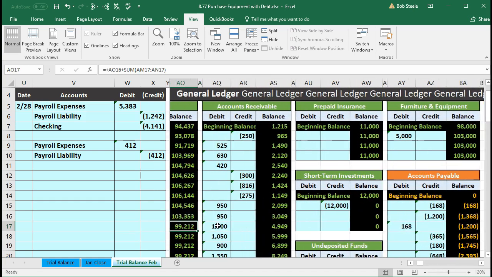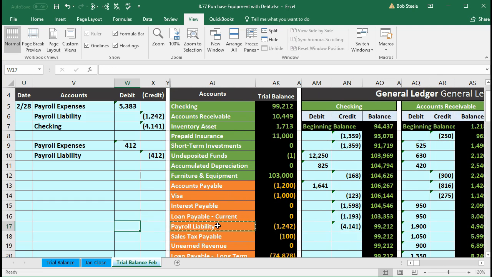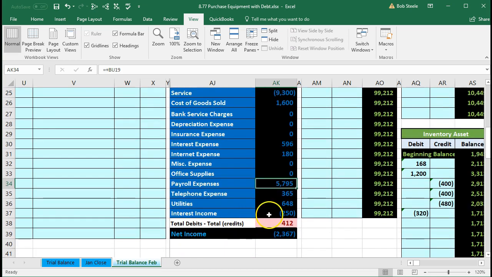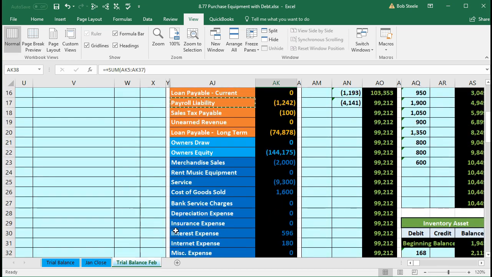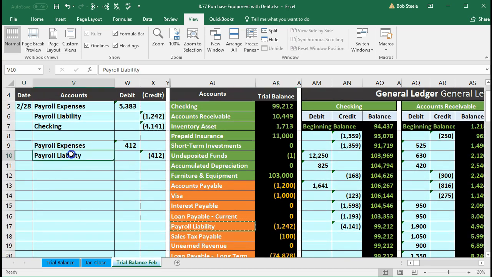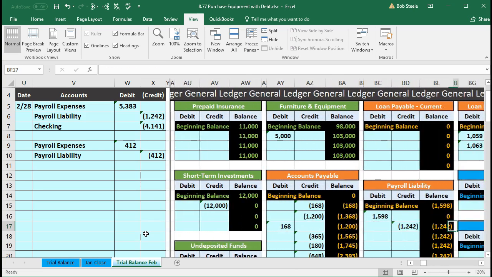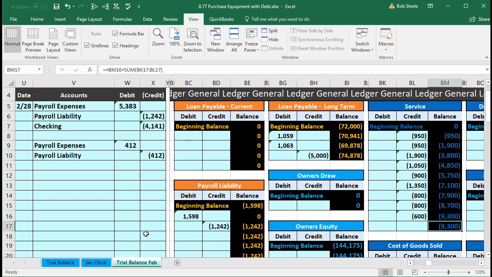Let's see if we can find that 5,795 on the trial balance as well. Scrolling back to the trial balance and down to that amount, we see payroll, 5,795. We're out of balance by 412. Let's record the second side, which is the payroll liability. That is, once again, right here, fifth account down in the liability section. We're going to scroll back over. Here are the assets. There are the liabilities. We're looking for the payroll liability. We are here in BD18.